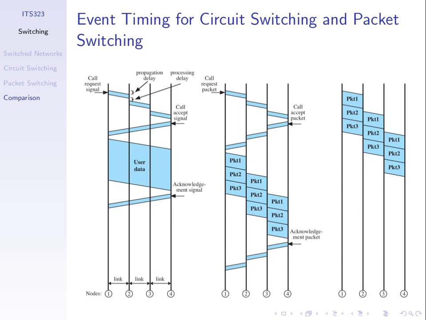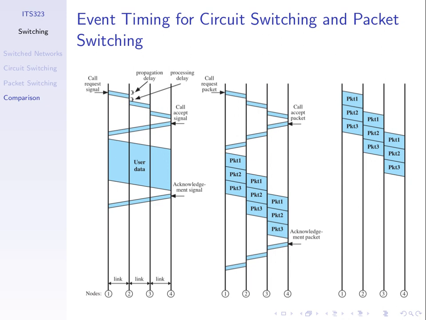Which one's fastest? Which one takes the least time to transfer our data? In this case, we see datagram packet switching is fastest. Is it always? All right. It depends. Good. Compare these two. Compare datagram packet switching with virtual circuit packet switching.